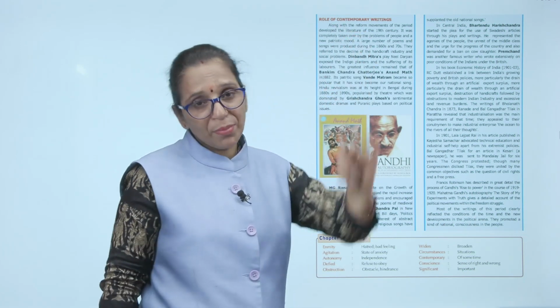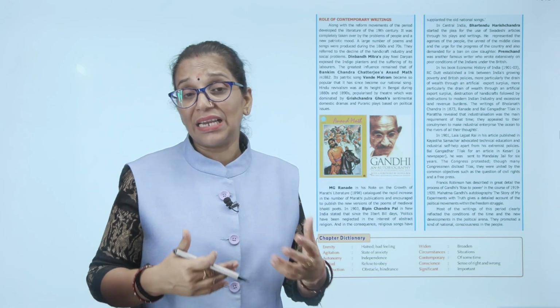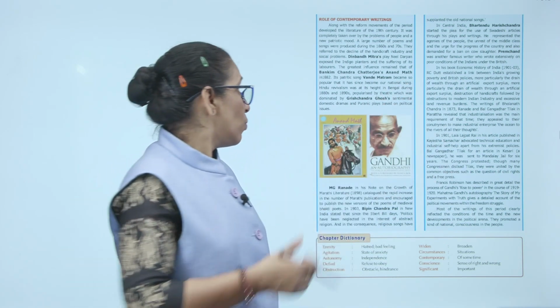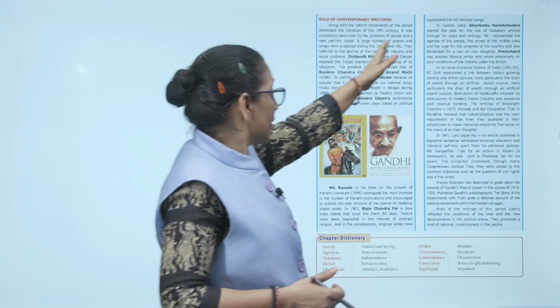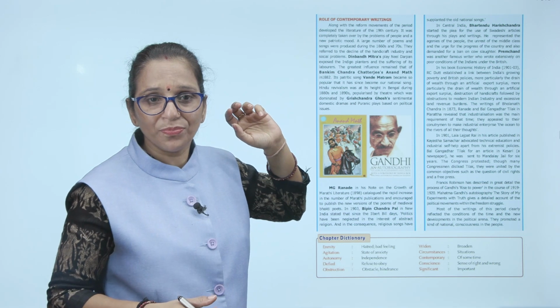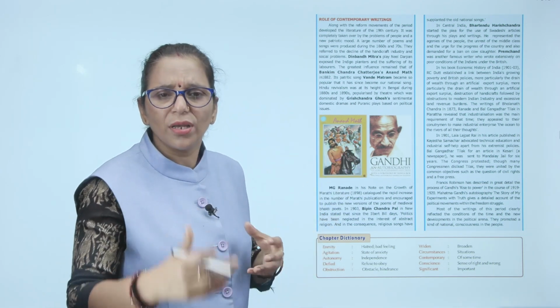Role of contemporary writing we discuss. After the Quit India movement, you know beta, after 1942 we get independence in 1947. But to emerge this feeling of nationalism, there was a role of the great writers. Contemporary writings also worked on that. Along with the reform movement, the period developed literary work also in the 19th century, completely taken over by the problems of the people and the new patriotic mood.